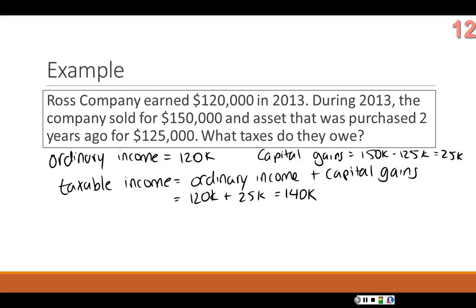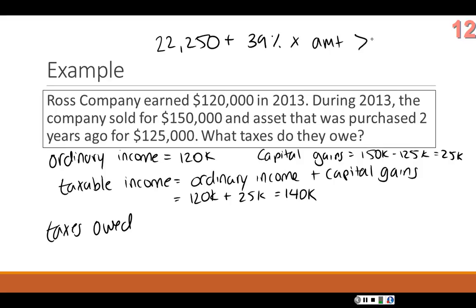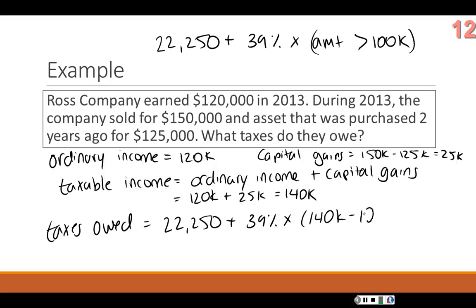So now that we know taxable income, we can calculate the amount of taxes owed. $140,000 on the tax rate schedule is greater than $100,000 but less than $335,000. So their equation, the base tax, is $22,250 plus 39% times any amount greater than $100,000. So the taxes owed here: the base tax is $22,250 plus 39% times $140,000 minus $100,000. So Ross Company owes $37,850 in taxes.